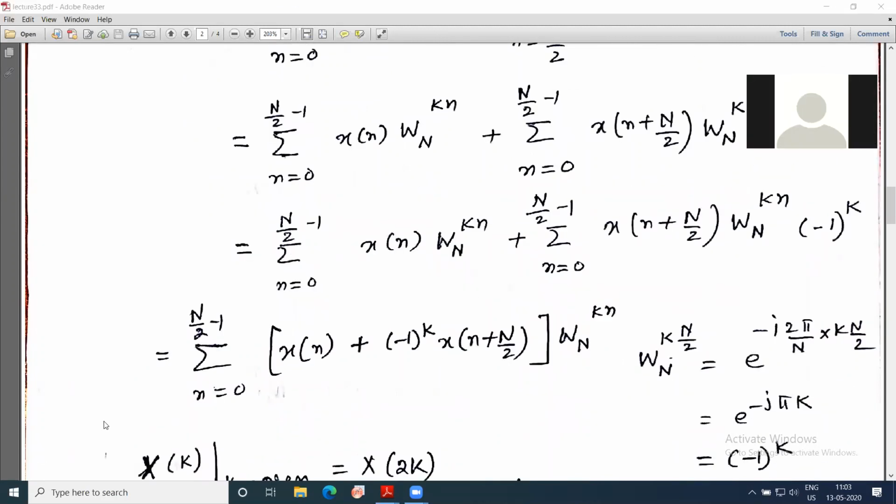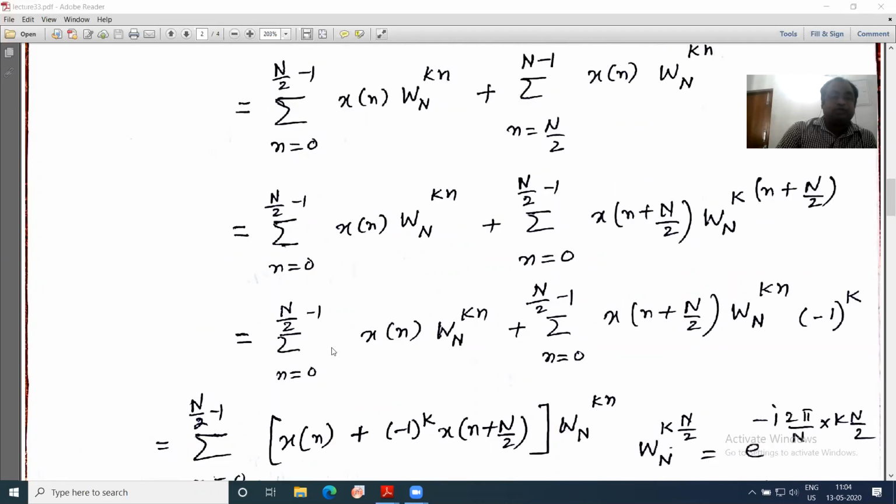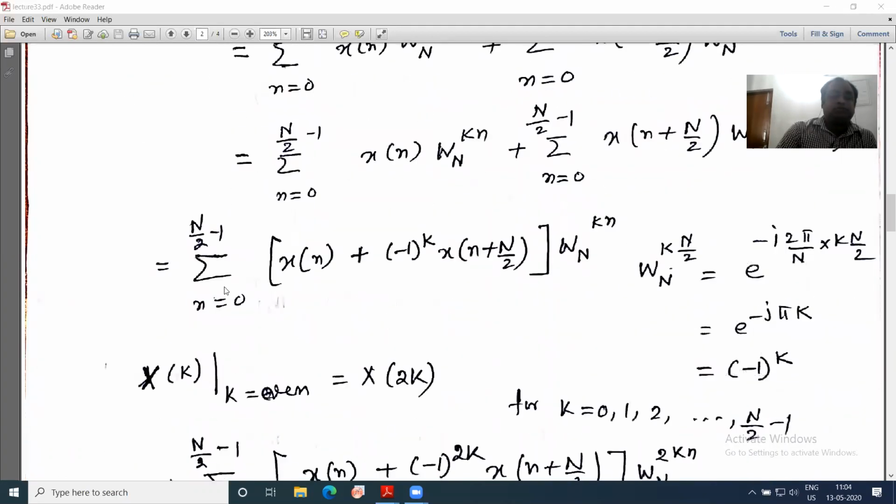Very good. Now, this is x of k, because this is x of k that I am writing. So, this is x of k definitely. Now, I am writing x of k for k even, which is x of 2k. I said that this is the decimation in frequency algorithm. So, whatever decimation or decomposition, however you term it, will be carried out in the frequency domain. Another important thing: when I write x of 2k, that means I am taking only the even parts.